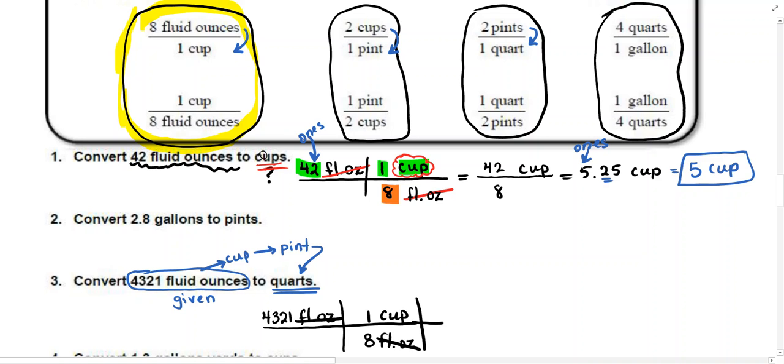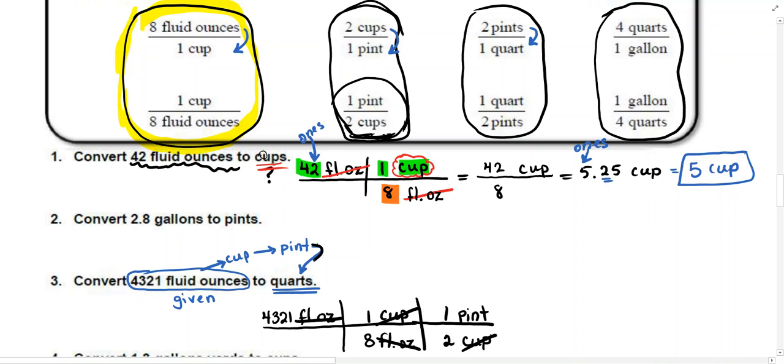Now we're going to set up another grid. Now we have cups, right? So from cups, we want to go to pints. And once again, where is our cups? Our cups is in the numerator, so when we choose, we have to pick the one that has cups on the bottom. So 2 cups over 1 pint, or 1 pint over 2 cups. So we're going to go ahead and take this bottom one because this bottom one has 2 cups on the bottom. Okay, so we want the one with cups on the bottom. So 1 pint, 2 cups, right? And so that's going to cause the cups to cancel, and now we have pints.